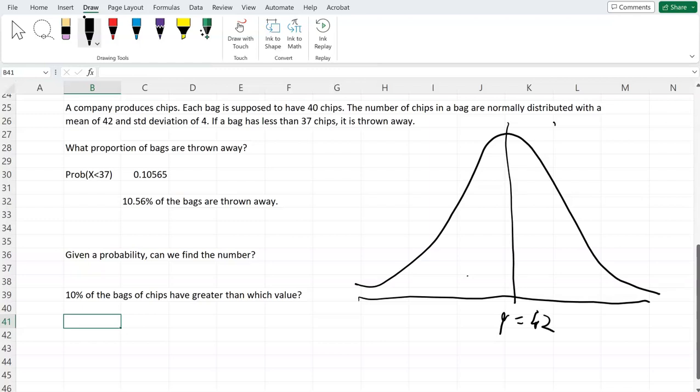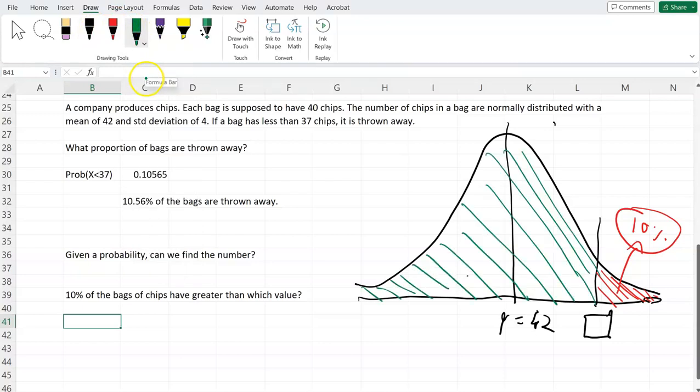Now we have to find which value 10% is greater than. So basically the 10% I'm looking for is here. I don't know what number this is, but this value is going to be 10%. As we said for the example above, everything is measured from left to right. So if this area is 10%, then the other side, this whole area that we have, will be 90%.